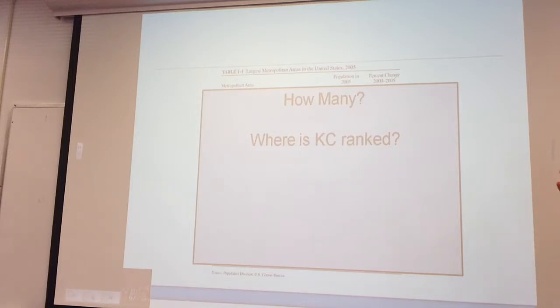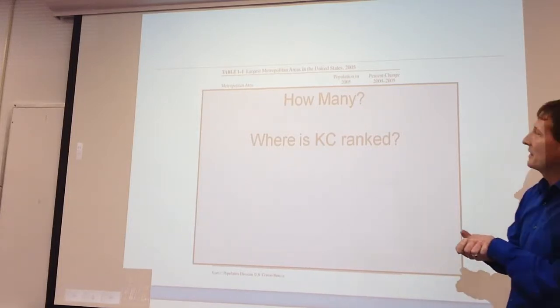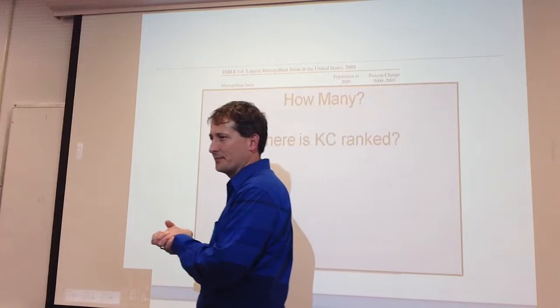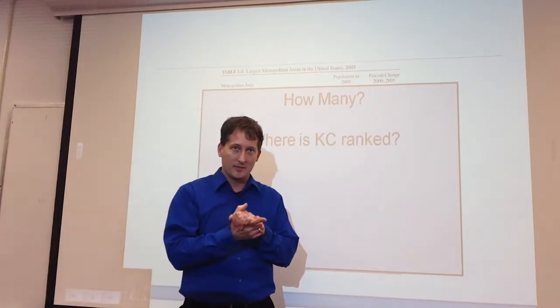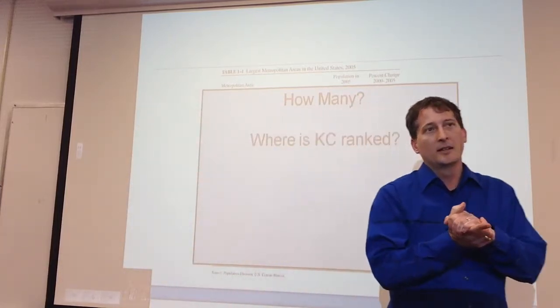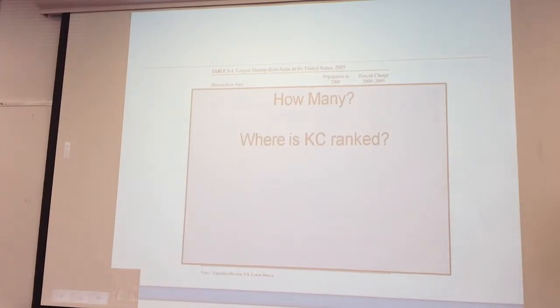So, largest metropolitan areas in the United States in 2005. So how many do you think there are? In the United States, 30 metropolitan areas. What's a metropolitan area? Over 50,000, we just defined it earlier. So, I hear 30.